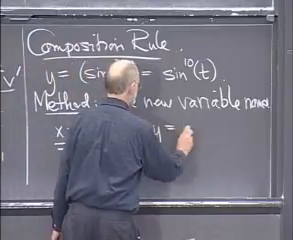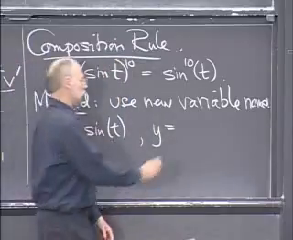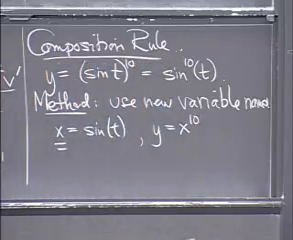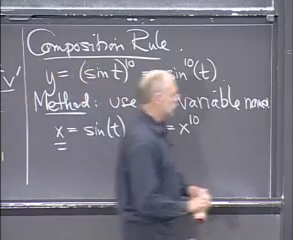And then I express y in terms of x. So y says take this and raise it to the 10th power. In other words, y is the function x to the 10th power. And then you plug x equals sine of t into that, and you get the formula for what y is in terms of t. So it's good practice to introduce new letters when they're convenient, and this is one place where it's very convenient.